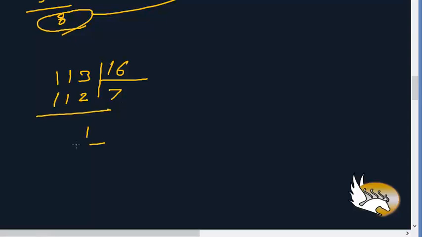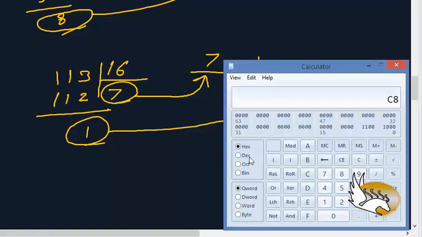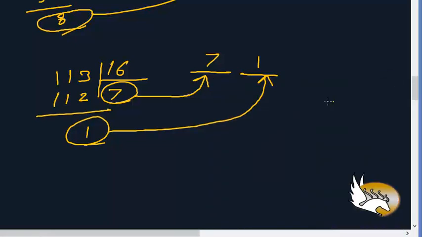So as I told you, this is the remaining, and this is the result of division. This result is going to be the first part, the remaining is going to be the second part. So the first part is 7, and I know that 7 in hexadecimal is 7, and the second part is 1. I know that 1 in hexadecimal is 1. Let me see this. If I hit decimal and type 113 and click on hexadecimal, the result is 71. Exactly like this. What I have calculated is completely correct.